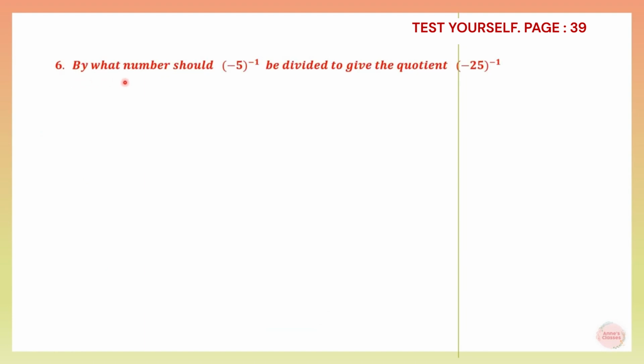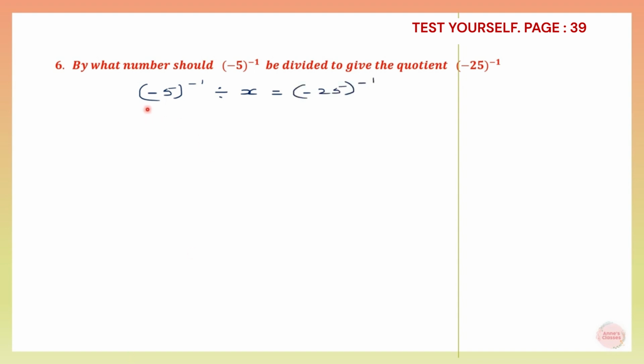Question 6. By what number should minus 5 raised to the power of minus 1 be divided to give the quotient minus 25 raised to the power of minus 1? So that means minus 5 raised to the power of minus 1 should be divided by a number. So let's consider that number to be x, and the quotient, which is already given to us, is minus 25 raised to the power of minus 1.